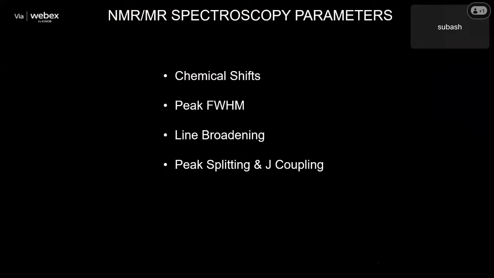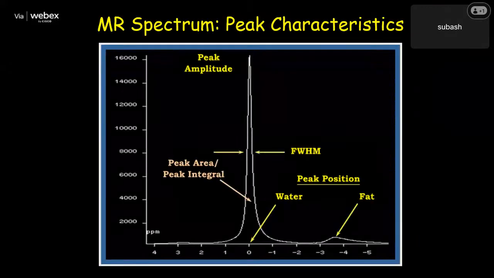So NMR spectroscopy has mostly four components: the chemical shifts, the peak full width half maximum, then line broadening, and peak splitting and J coupling. These are some of the parameters which you encounter while doing NMR spectroscopy. So this is how the NMR peak looks like. This is the peak amplitude, and then you can also find out the area under this peak.